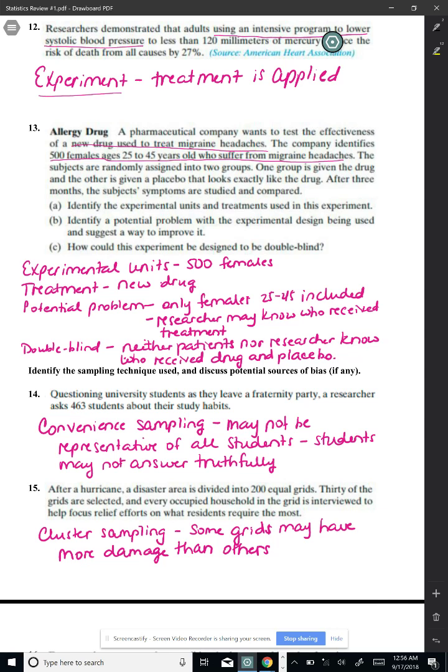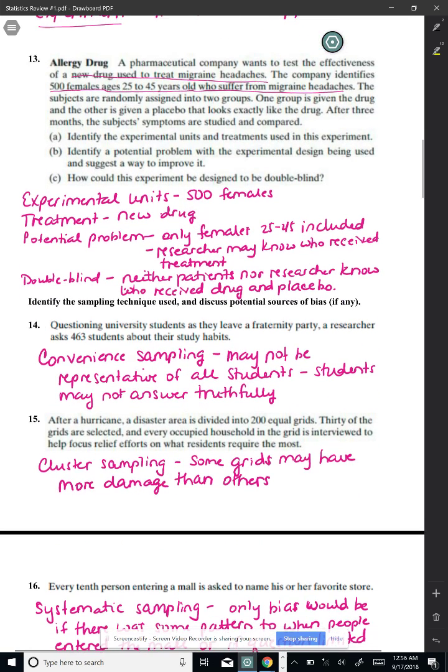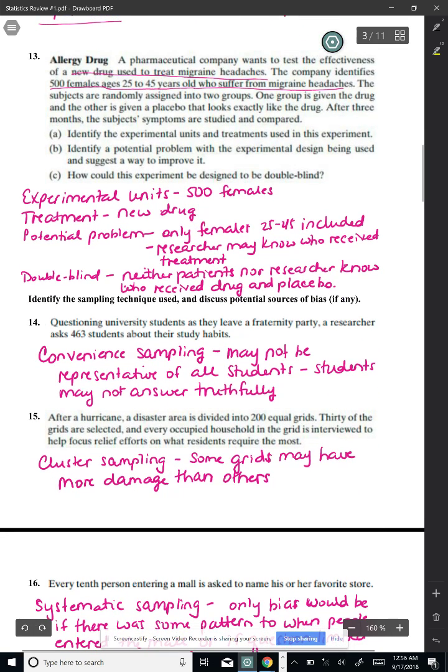Another potential problem would be if the researcher knew which patients were receiving the drug and which ones were receiving the placebo. So to make it a double-blind study, which is what they're asking on 3, neither the patients nor the researcher knows who receives the drug and who receives the placebo. There would be a third party involved that would have a record of who was getting which treatment.